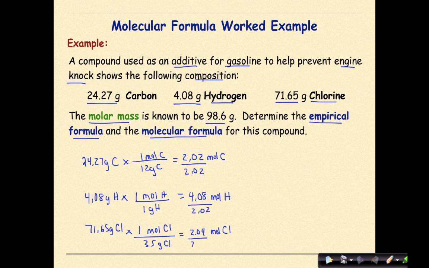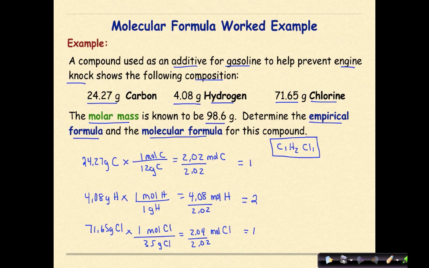2.02, 2.02. That turns out to be 1. This turns out to be 2. And this turns out to be 1. So the empirical formula here is going to be C1H2Cl1. All right, that's my empirical formula. I did the first part. So what's the next step?